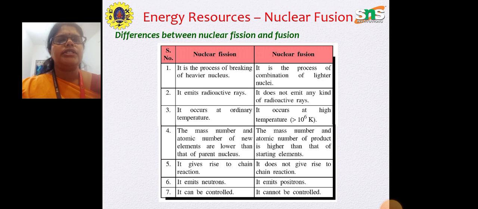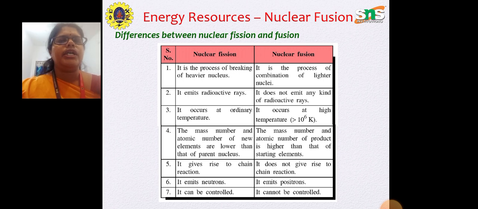Nuclear fission reaction emits radioactive waves. Nuclear fusion does not emit any kind of radioactive waves. Nuclear fission occurs at ordinary temperature. Nuclear fusion occurs at high temperature, that is, greater than 10 to the power 6 Kelvin.